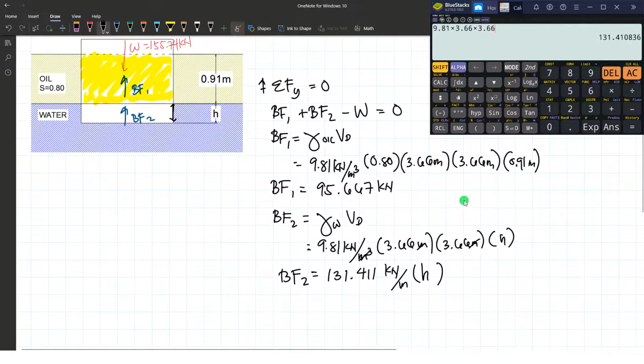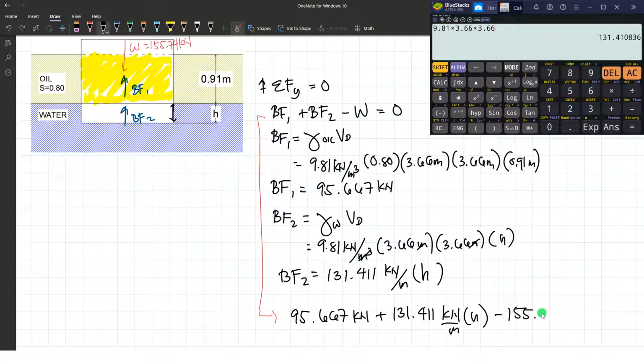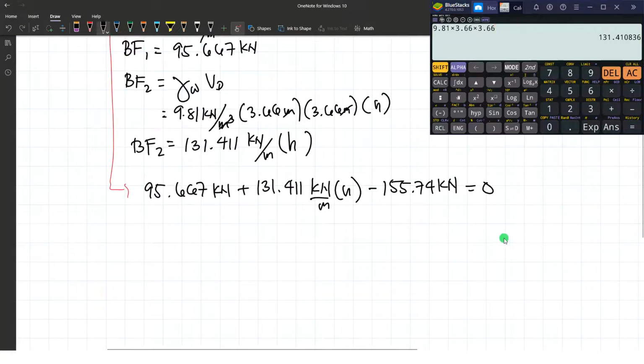So we can now take the sum of forces, since we have already a given weight of the block. Okay, we can just substitute that. So from this, substituting the values, we have buoyant force 1, which is 95.667 kilonewtons plus 131.411 kilonewtons per meter H minus 155.74 kilonewtons equals to 0. Okay, what is required is H. So we can now solve H.